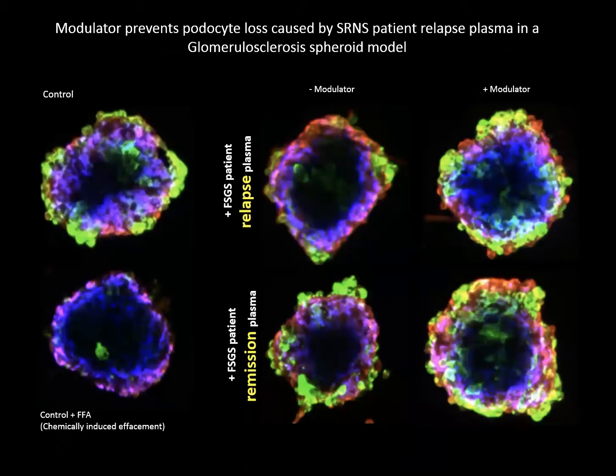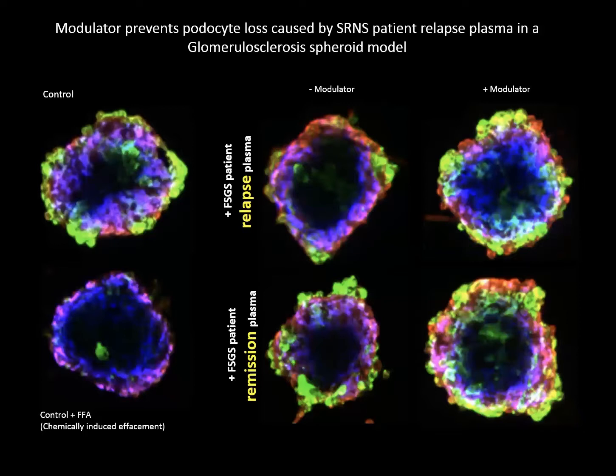What's shown here in blue is a cross-section of these spheroids. They make a basement membrane with all the right proteins in them. And we can test those. So we can now test our plasma samples on these spheroids and count, for example, the number of podocytes that fall off the spheroids in response to the disease plasma.